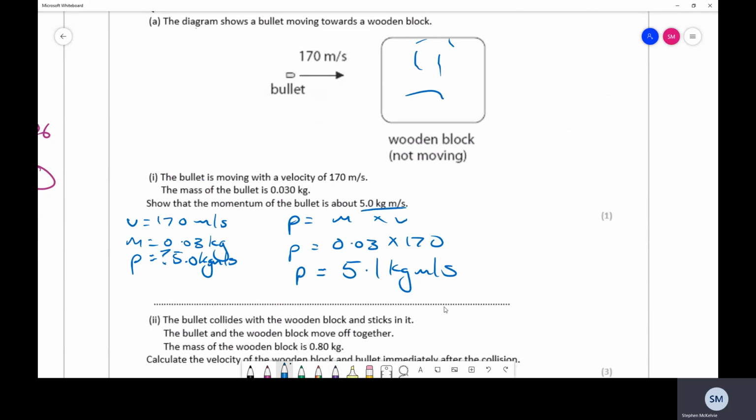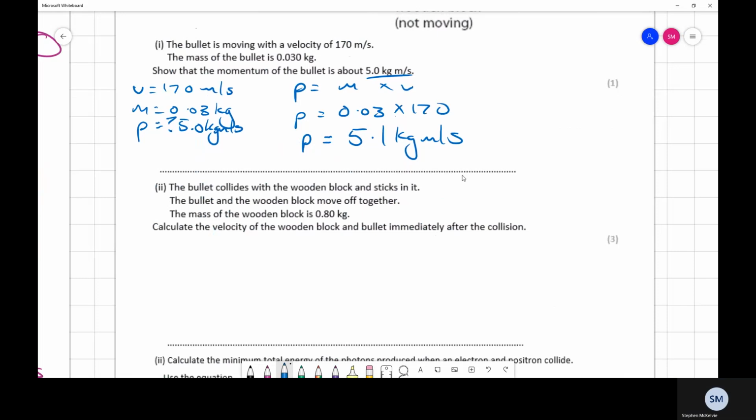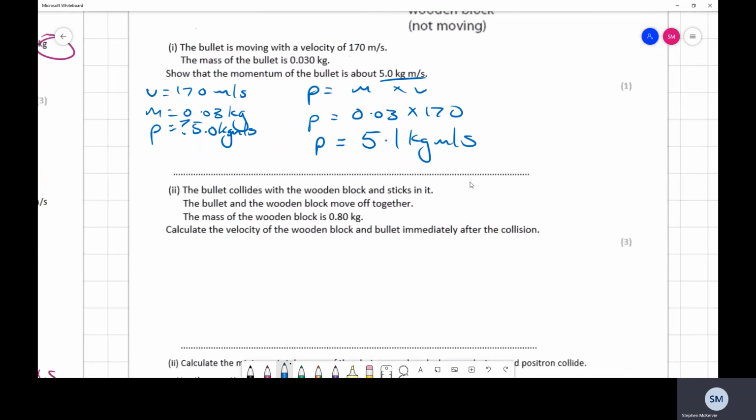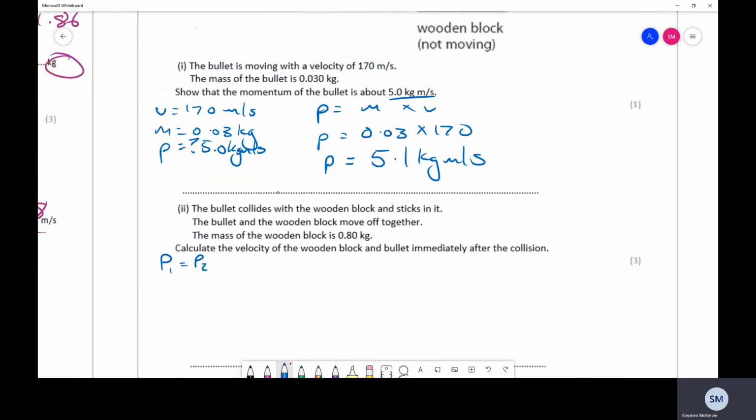The bullet collides with the wooden block and sticks in it. Ooh, the bullet and the wooden block move off together. The mass of the wooden block is 0.8 kilograms. Calculate the velocity of the wooden block immediately after the collision. All right, so to know this, we need to know that momentum 1 is equal to momentum 2. The momentum before is equal to the momentum afterwards.